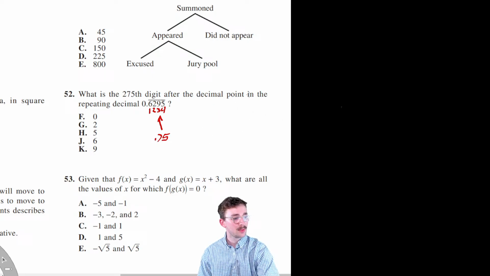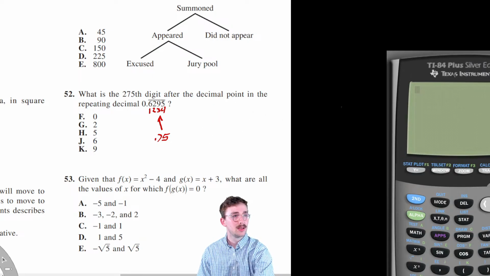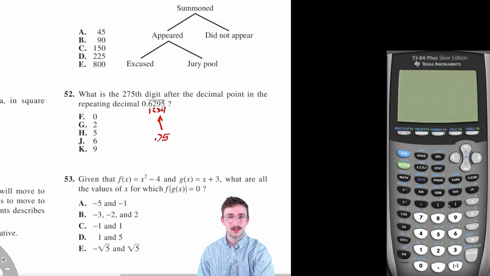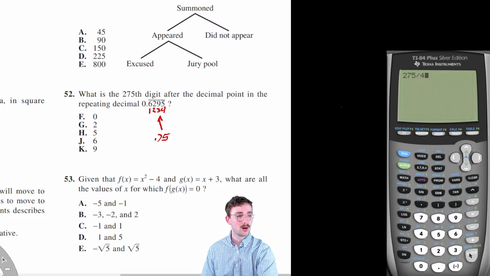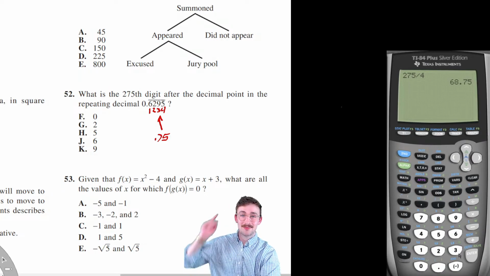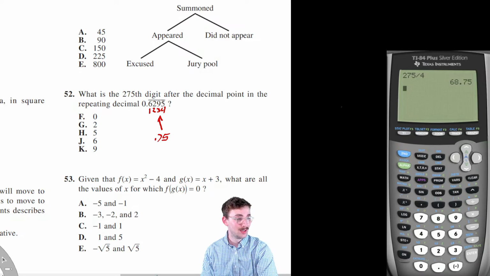So what I'm going to do is I'm just going to take 275. I already think it's either going to be 6 or 9, because it's either going to be 1 over 4 or 3 over 4. So 275 divided by 4, 0.75. So it's going to be the third digit, which is 9, so K.